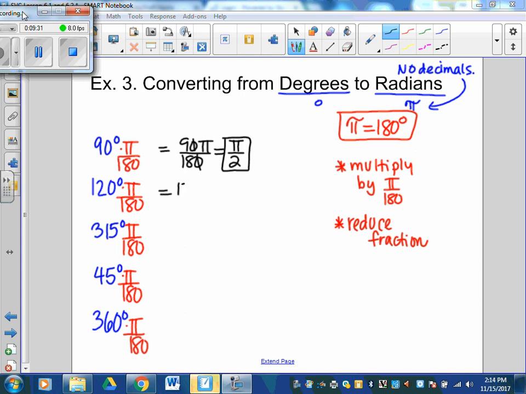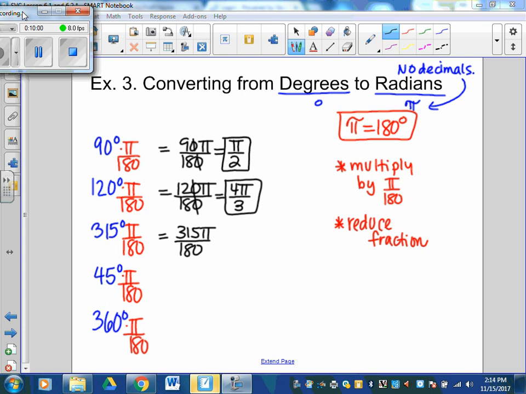Next, same difference. You have 120 pi over 180. And likewise, I can reduce this. I can cross out the zeros, and I can reduce 12/18. I can divide them both by 6 and get 2 pi over 3. Okay? The next one, you have 315 pi all over 180.